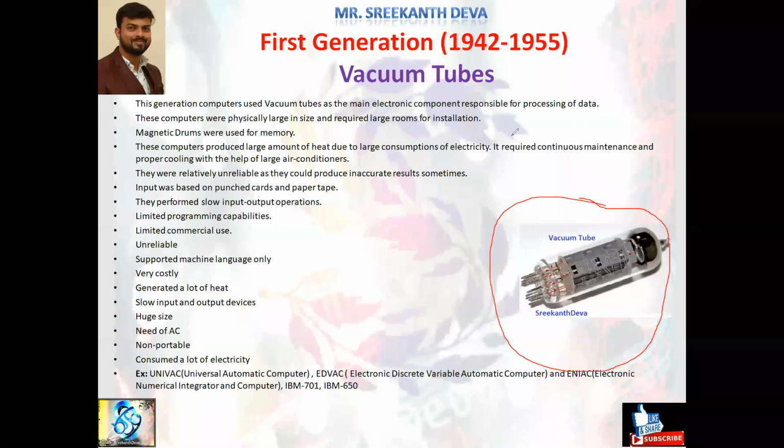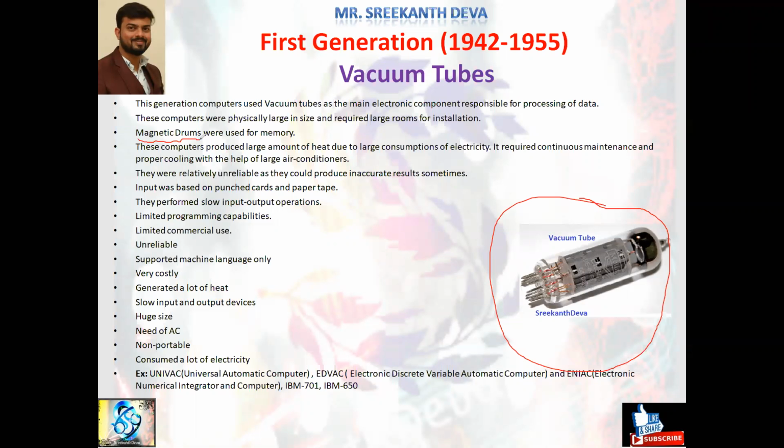These first generation computers were very large in size. They would occupy half of a room, or sometimes one whole room. They occupied that much space. In the first generation, magnetic drums were used for memory storage. These computers produced a large amount of heat due to large consumption of electricity.